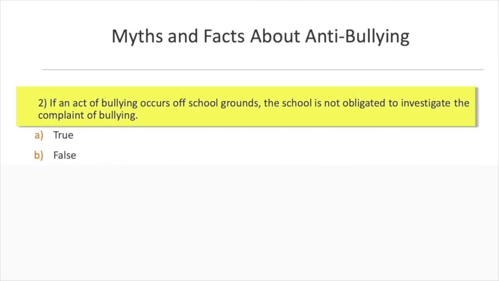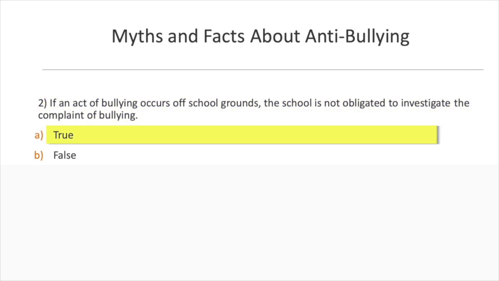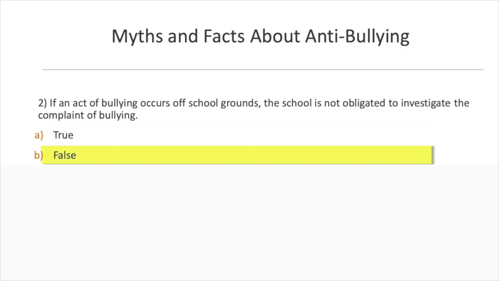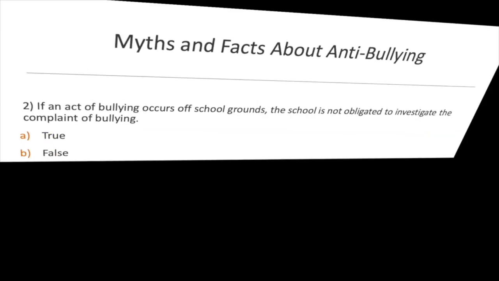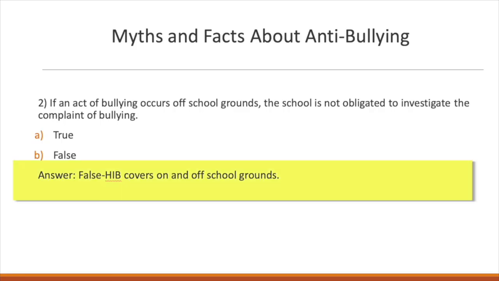Number 2. If an act of bullying occurs off school grounds, the school is not obligated to investigate the complaint of bullying. A is true or B is false. If you answered false, you are correct. HIB covers on and off school grounds.